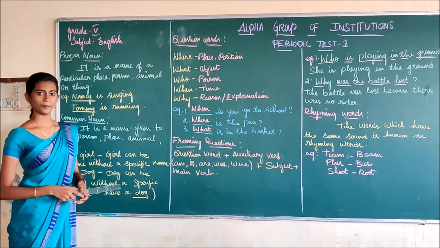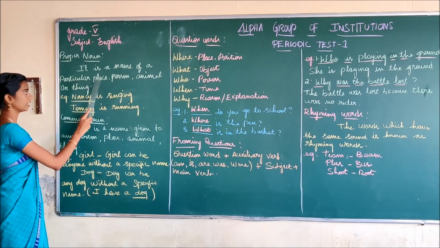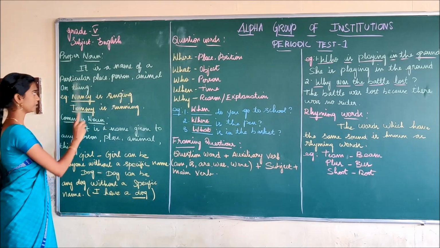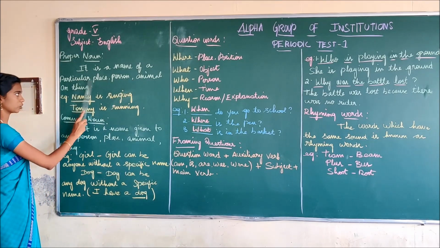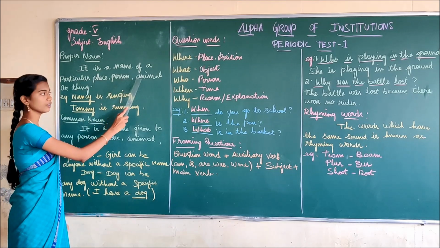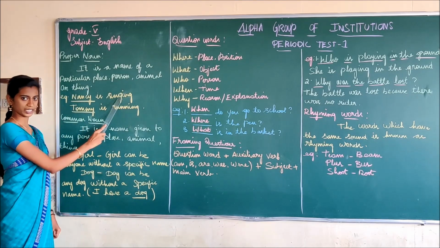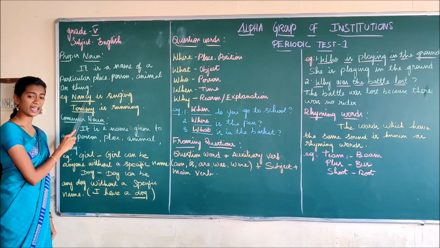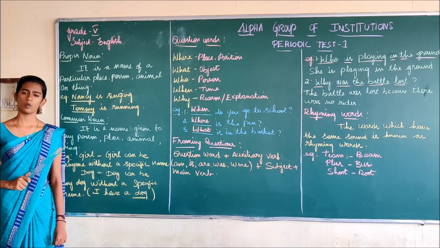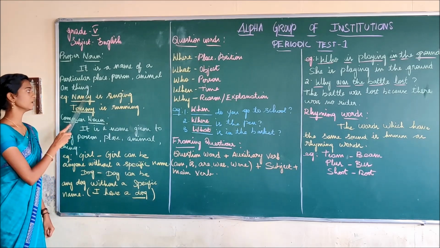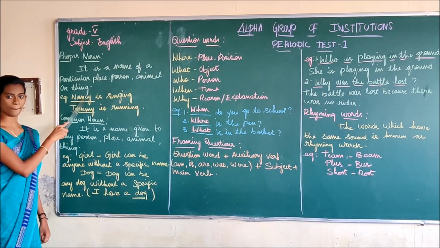Now let us see the proper noun. It is the name of a particular place, person, animal or thing. For example, Nancy is singing. So Nancy is a girl. The girl has been given a specific name. What is the name? Nancy. So it is known as the proper noun.